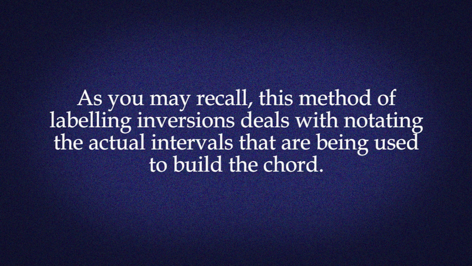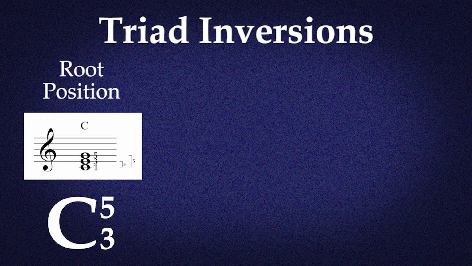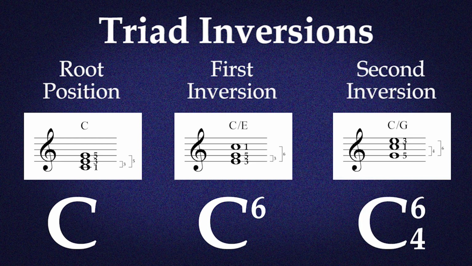As you recall, this method of labeling inversions deals with notating the actual intervals that are being used to build the chord. Our triads use the following. Root position using a third and a fifth, but remember the third and the fifth from the bass note do not need to be notated, they are assumed. First inversion using a third and a sixth, and second inversion using a fourth and a sixth.